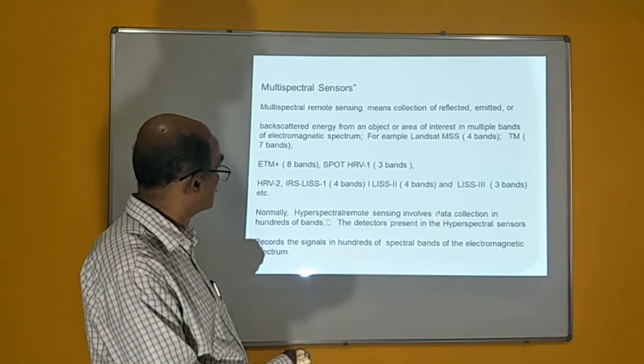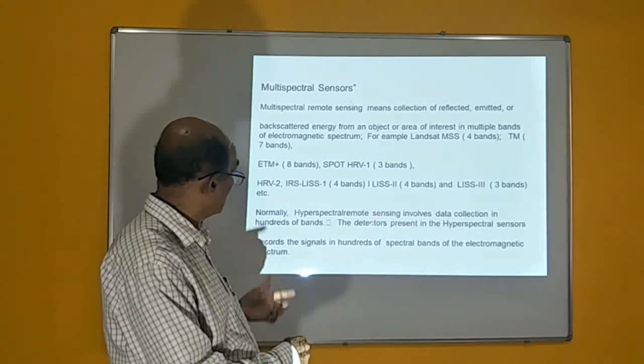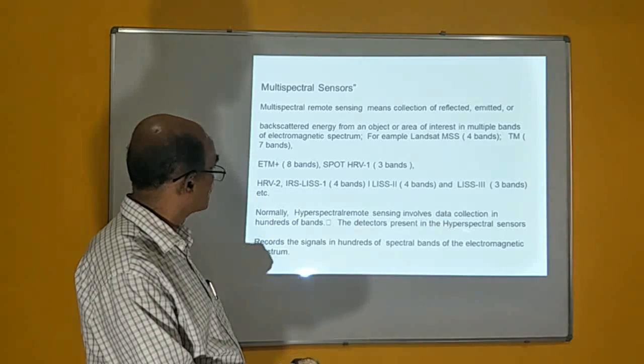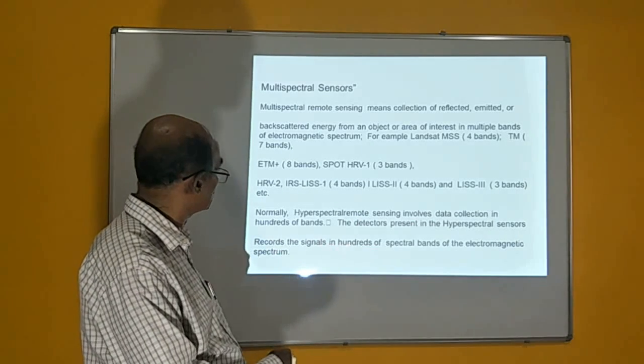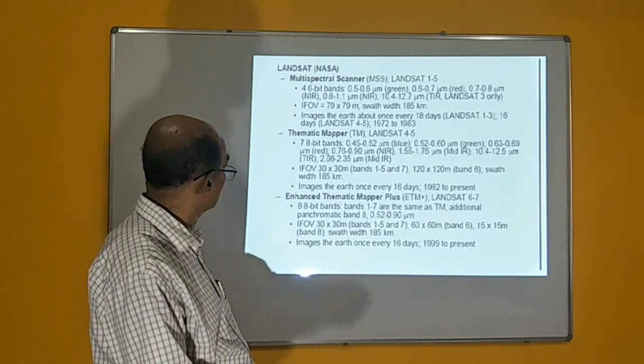Normally hyperspectral remote sensing involves data collection in hundreds of bands. So we have some examples like AVIRIS and others. The detectors present in the hyperspectral sensors record the signals in hundreds of bands of the electromagnetic spectrum.